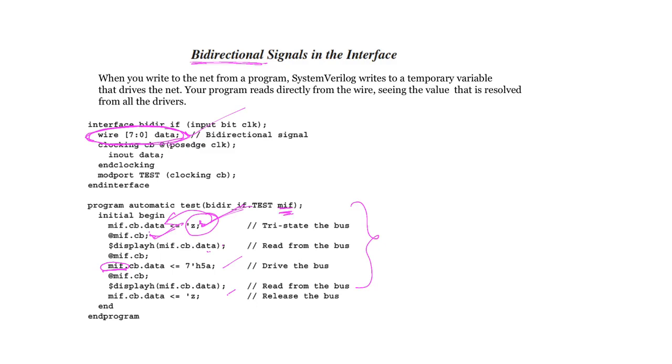MIF is the input for the program block. So for that purpose you are giving data and you are displaying the data: waiting for the data, displaying data. Once you have given the data, afterwards you are displaying it. So this is an application of how you are going to use the bidirectional signals. The only thing is, if you want to use the bidirectional signal, always make it wire type. That's the only important thing.